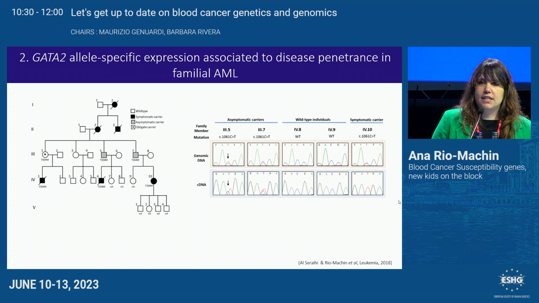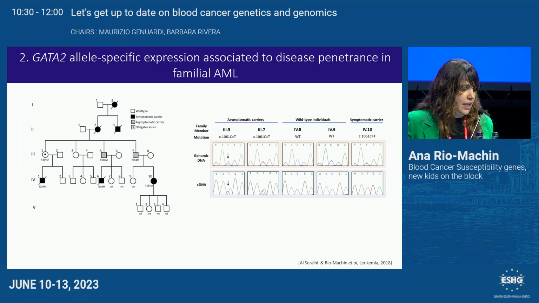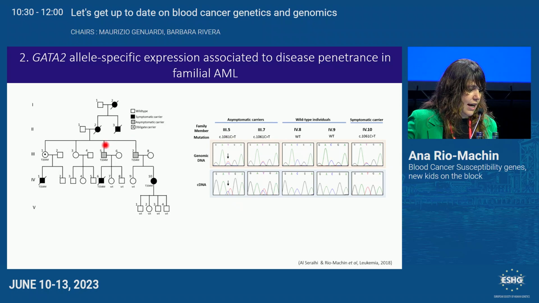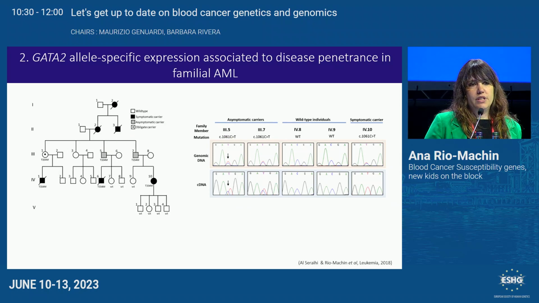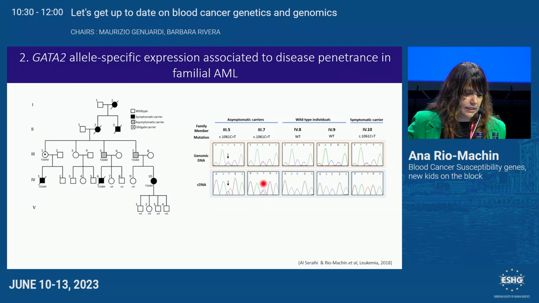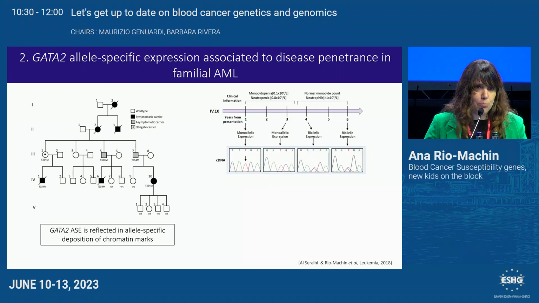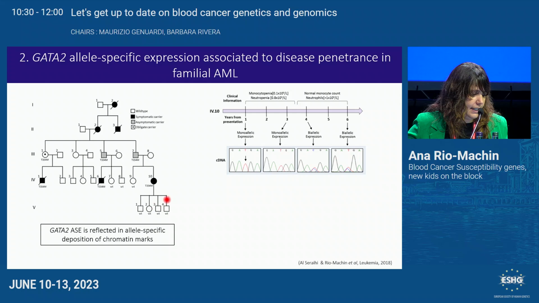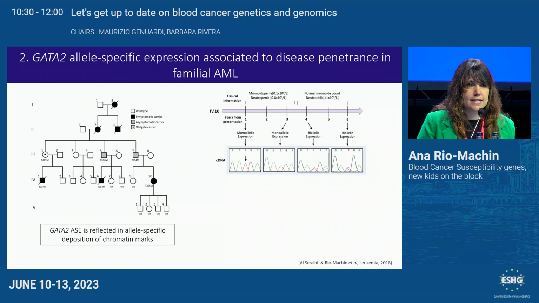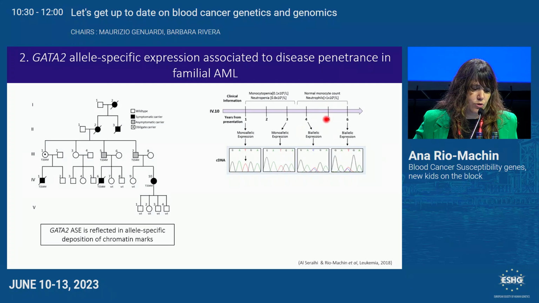then we decided to sequence the RNA, so the cDNA. What we observed is that in these 2 guys here, the asymptomatic carriers, they expressed both alleles of GATA2, the mutant and the wild type, whereas in this lady here, we only see the expression of the mutant allele. So we were very lucky because we had samples at different time points of this lady here. So in years 1, 2, and 3, this lady developed cytopenia, so developed symptoms, but she recovered from her symptoms in years 4, 5, and 6.